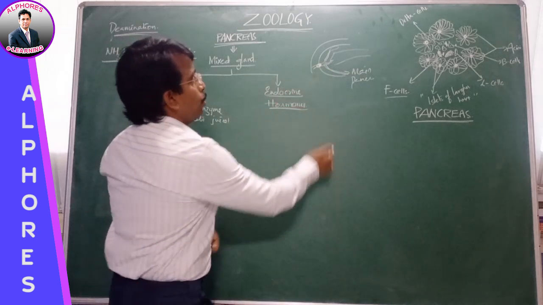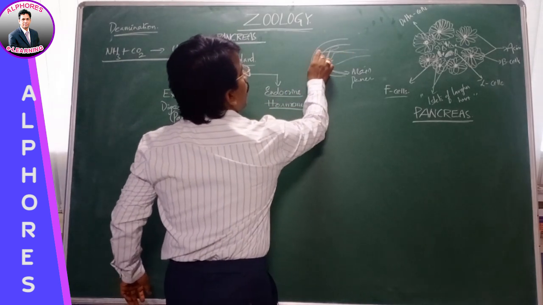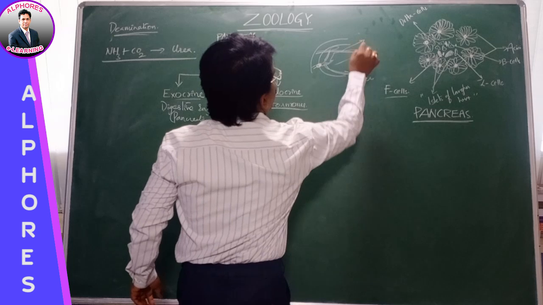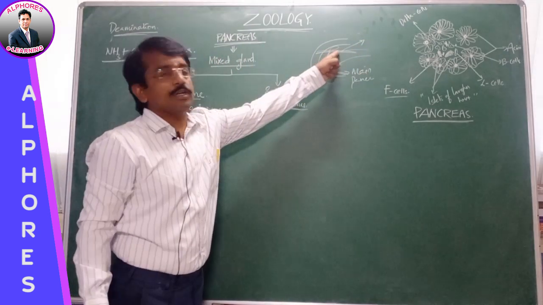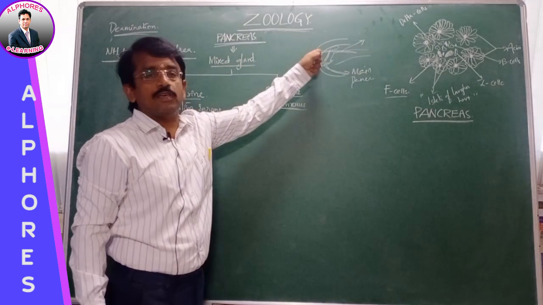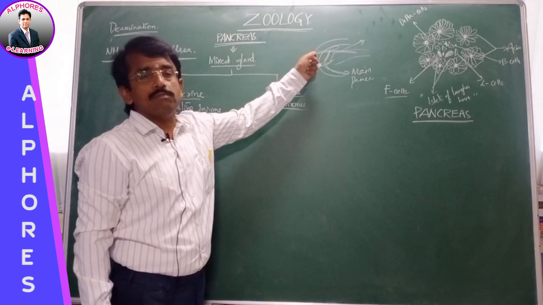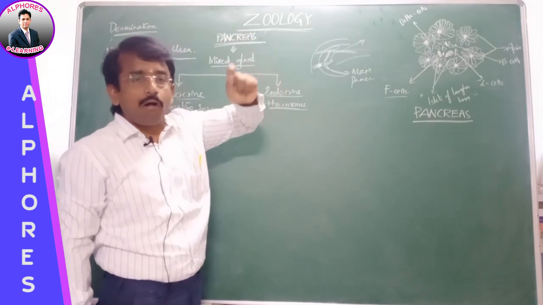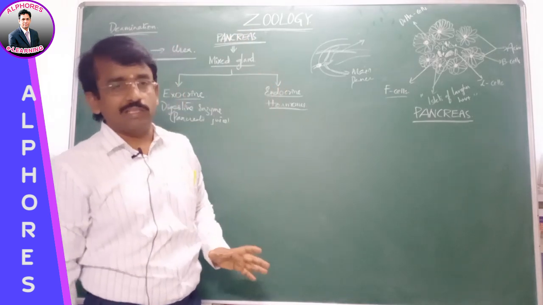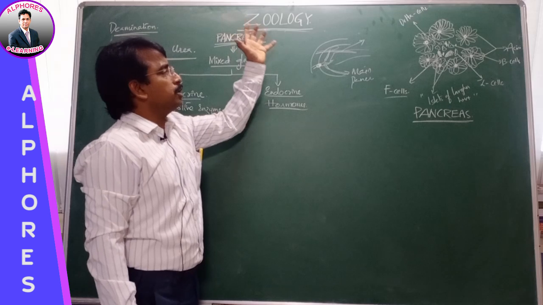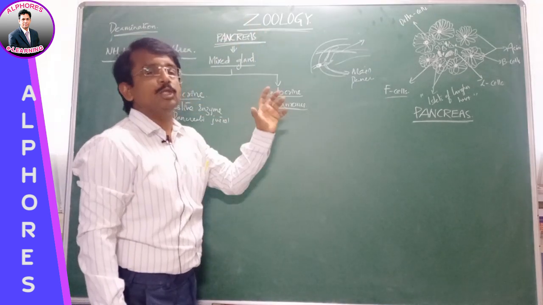the duodenum, whereas this is the accessory duct, which directly releases the juice into the duodenum, the accessory duct or duct of Santorini. This is how the pancreatic juice is released into the duodenum.